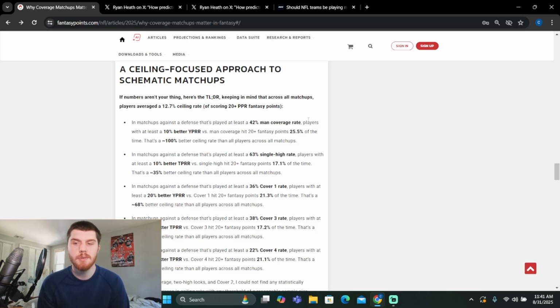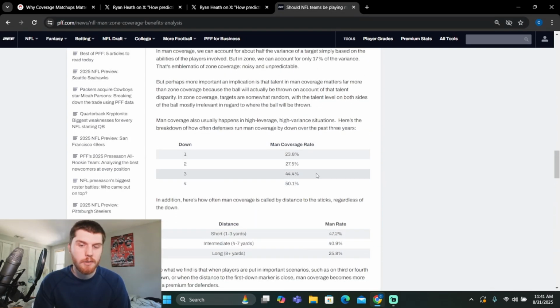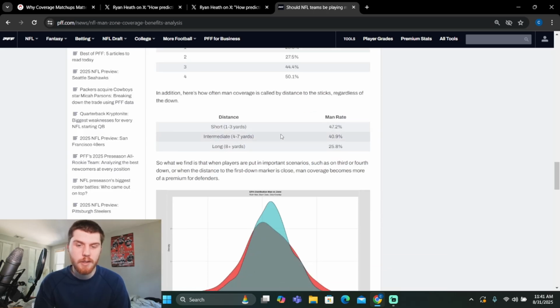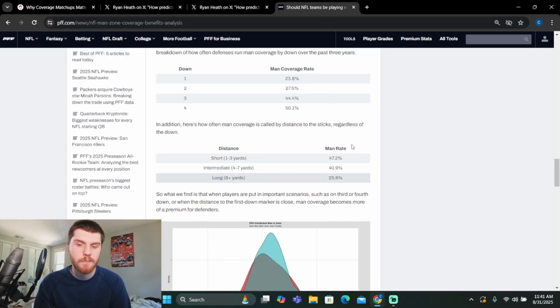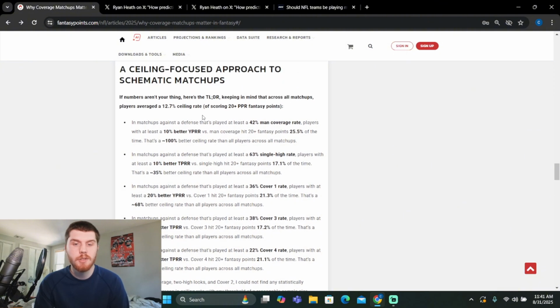How can we truly expect a defense to run a certain amount of man or a certain amount of zone when it's very situation dependent, right? If we go back to this PFF article, they show that by down, man coverage on late downs is much more frequent than it is on first and second, and then down and distance as well. So the intermediate and short distances have much higher man rates than long distances. It seems very situation driven how often teams will play man or zone.